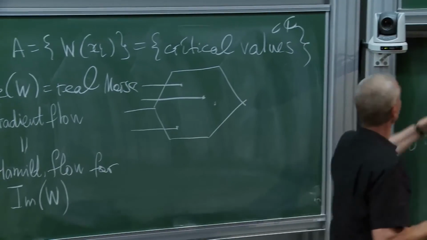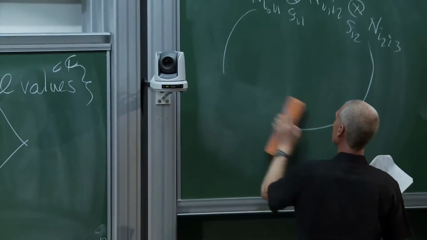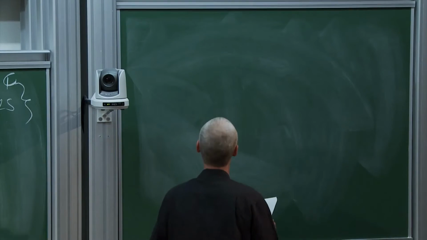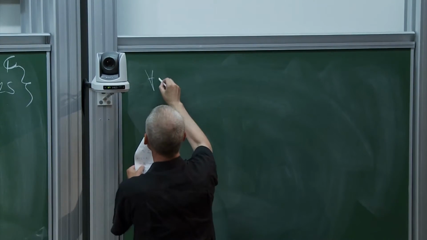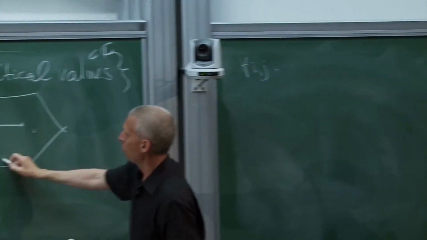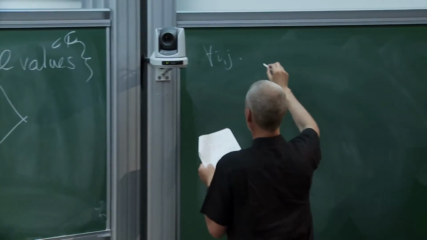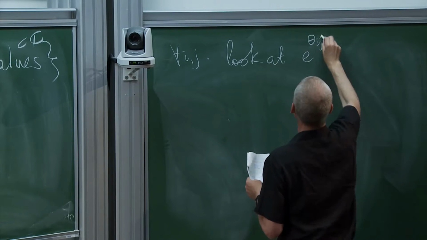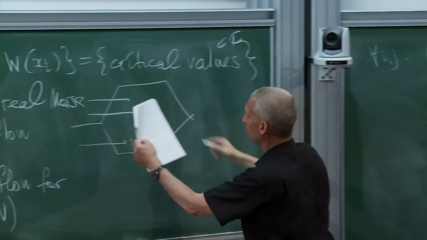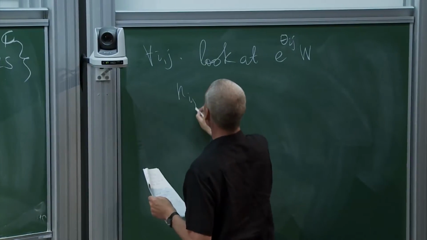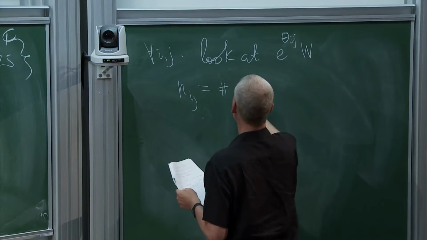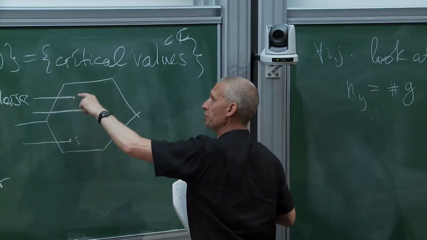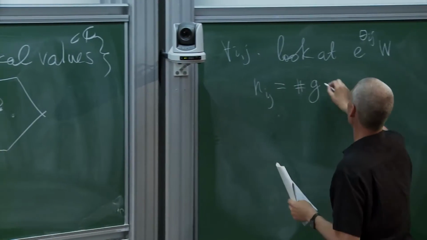Let me do it here. So let's write it like this. For every i and j, which would be points here, look at the rotated function e to the theta_ij W. Theta_ij will be this angle. And we'll look at n_ij, the number of gradient trajectories of the real part of this, which go from i to j. They will project into straight intervals. So, gradient trajectory.